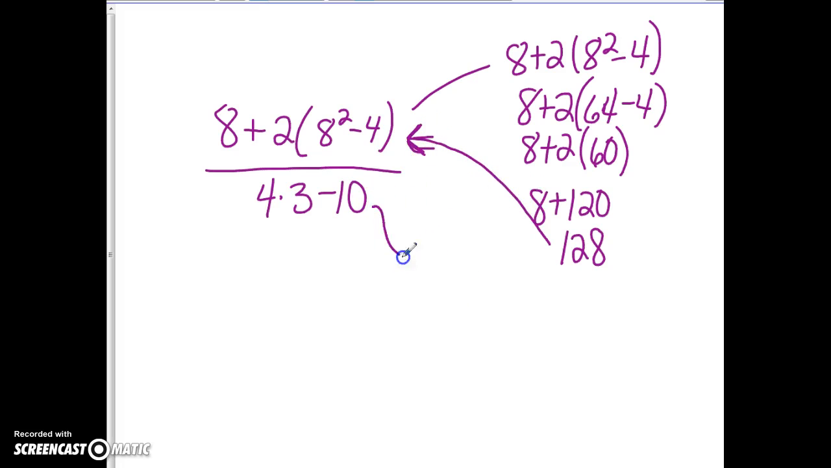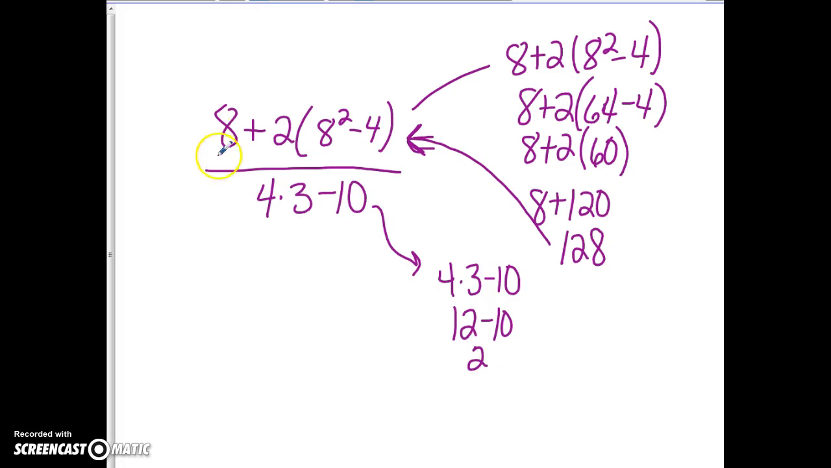Okay. My denominator, and I'll clean this all up in a second here. So we have 4 times 3 minus 10. So this one I only have 2 operations. I have multiplication and then subtraction. And so I go multiplication first and then subtraction, so just go in order here. So 4 times 3 is 12. 12 minus 10 is 2.